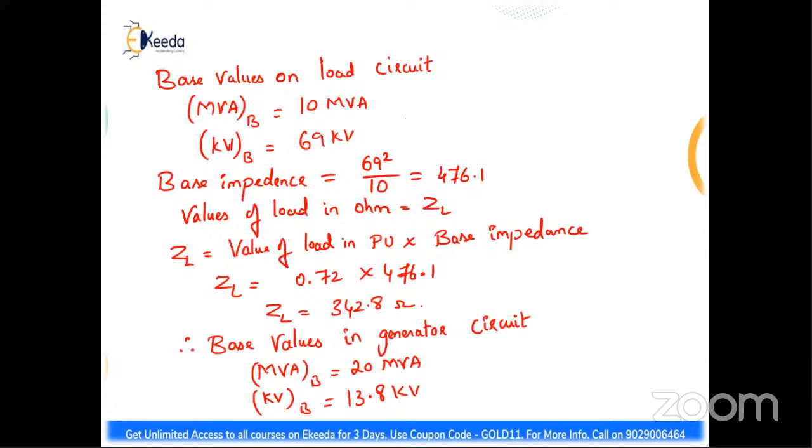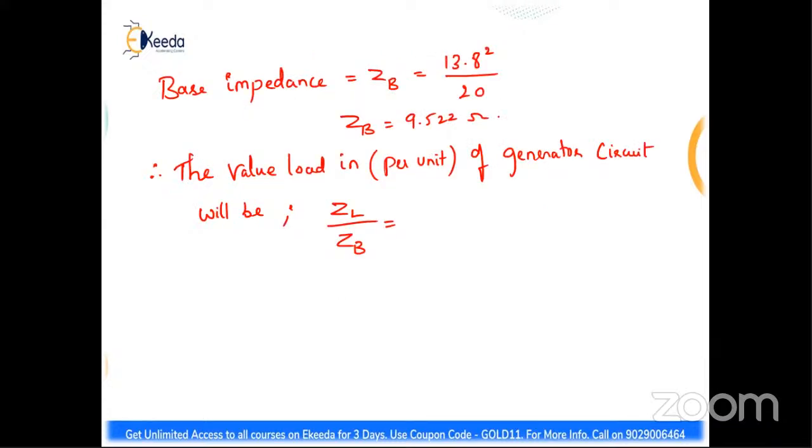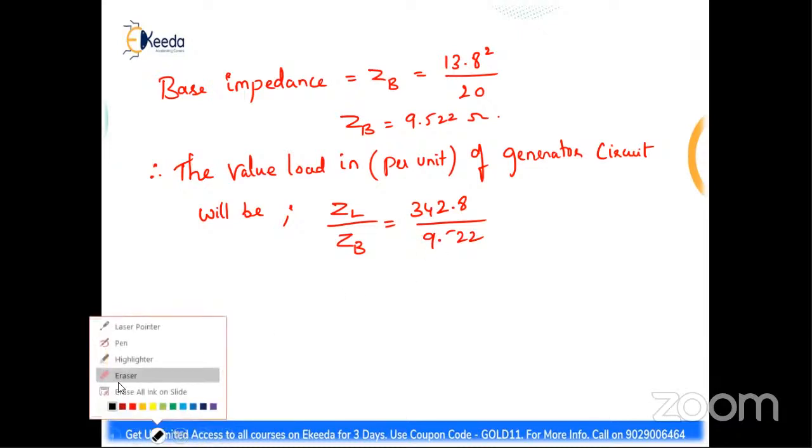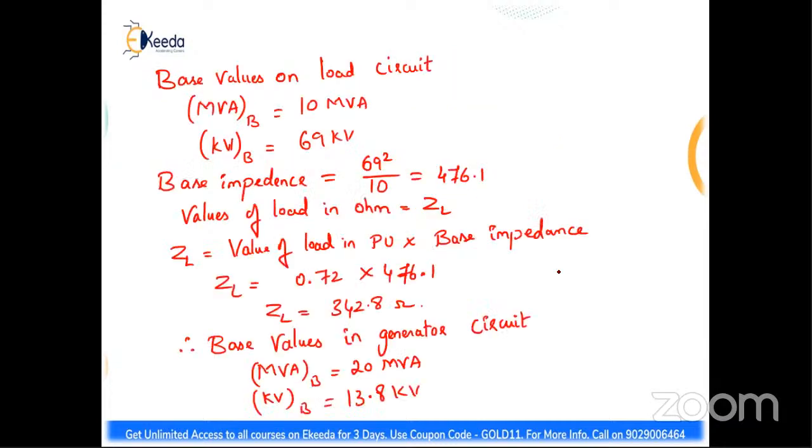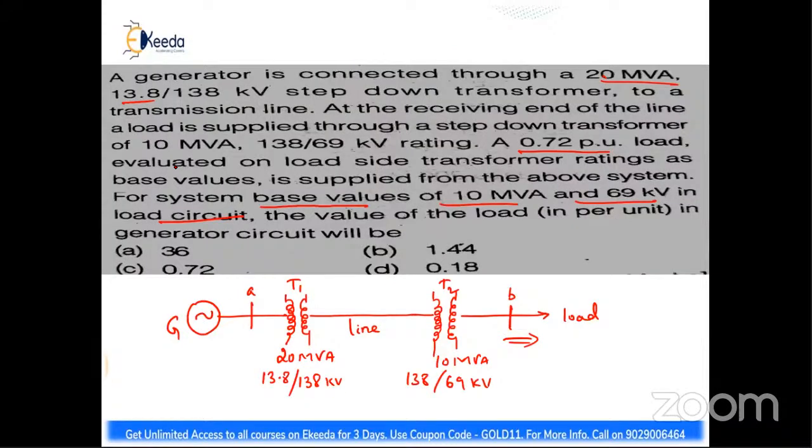What is the load impedance we got? We got 342.8, whereas the base impedance we got is 9.522. Substituting the values, 342.8 divided by 9.522, we get the value as 36 per unit. Which is the right option? Option A is the right answer. That is 36 is the right answer.